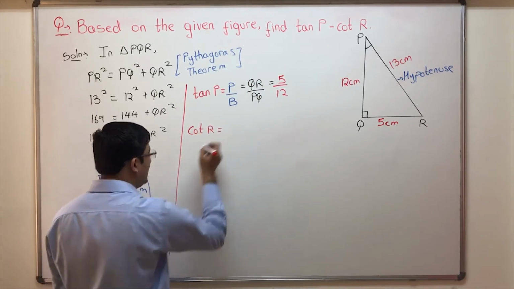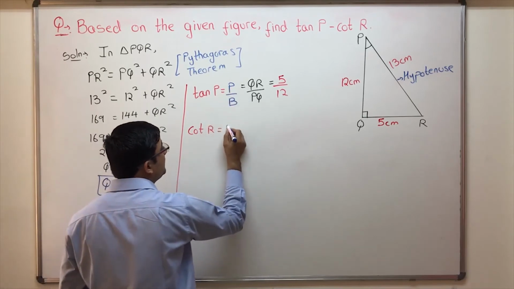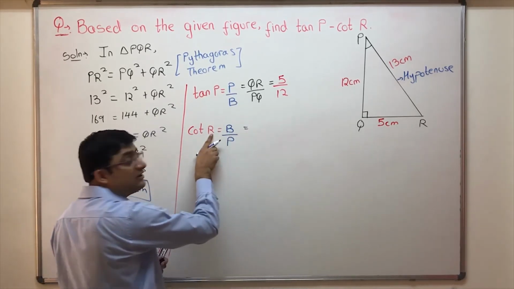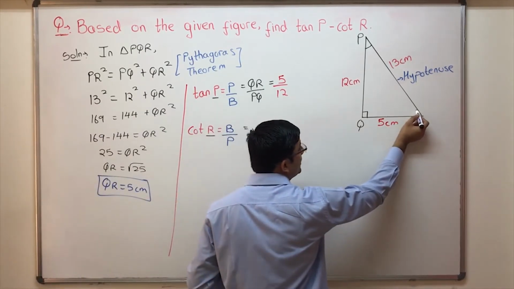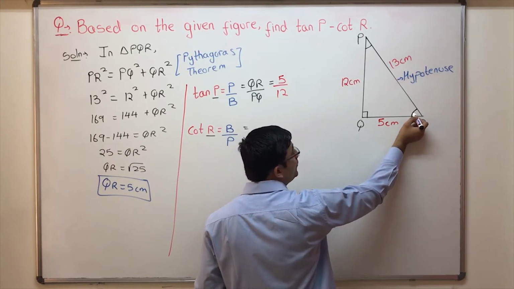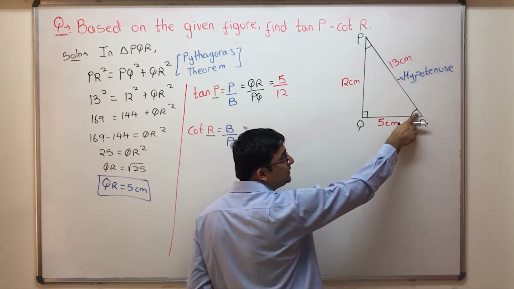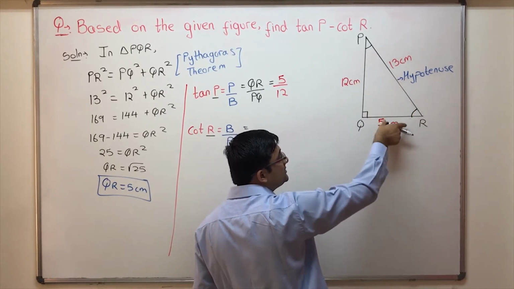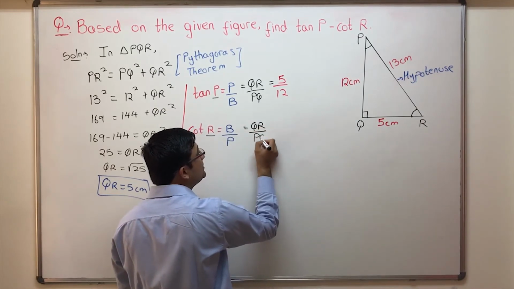So cot of angle R. What is cot? It is basically the reciprocal of tan. So it is base by perpendicular. Next. Now here we have a different angle. I repeat, here it is angle P, here it is angle R. So mark angle R. Now with respect to angle R, which is the base and which is the perpendicular? See, for angle R, the perpendicular is the side opposite to it. So the side opposite to angle R is PQ. So PQ is the perpendicular, and the side adjacent, QR, is the base.